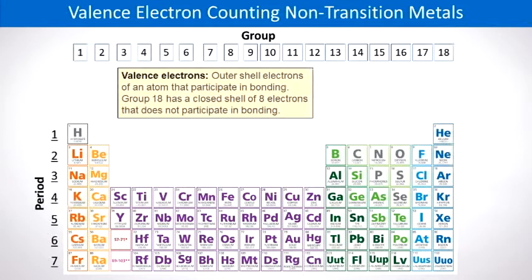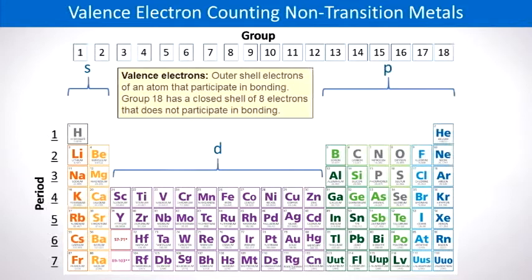Valence electrons are outer shell electrons of an atom that participate in bonding. Group 18, however, has a closed shell of 8 electrons that does not participate in bonding. For this video, we will omit the d and f orbitals.